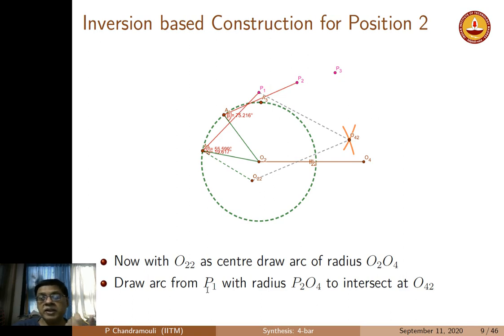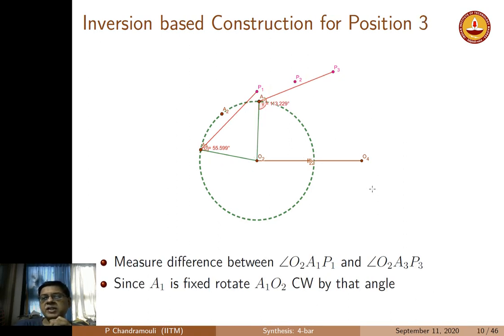What you also have to realize is that from P1, remember now the coupler is fixed, we are going to draw an arc whose length is given by P2 O4, the second position distance. That gives us O42. So please remember, first we rotate the crank by the additional angle and get O22. Once we get O22, we draw an arc of length O2 O4, and that arc is intersected by another arc drawn from P1 whose distance is P2 O4. That gives us O42. Now we repeat that exercise for the third point.